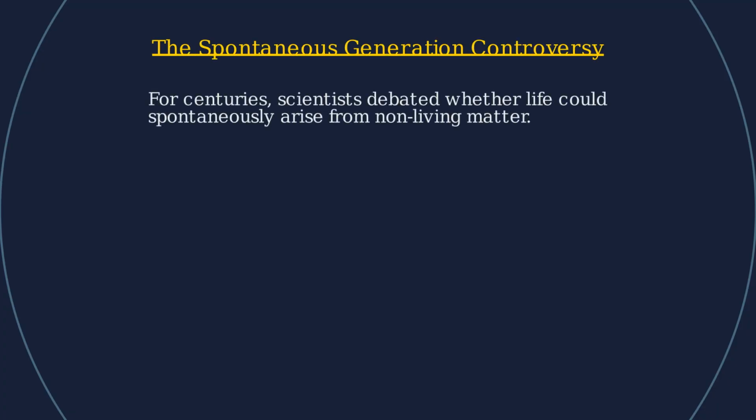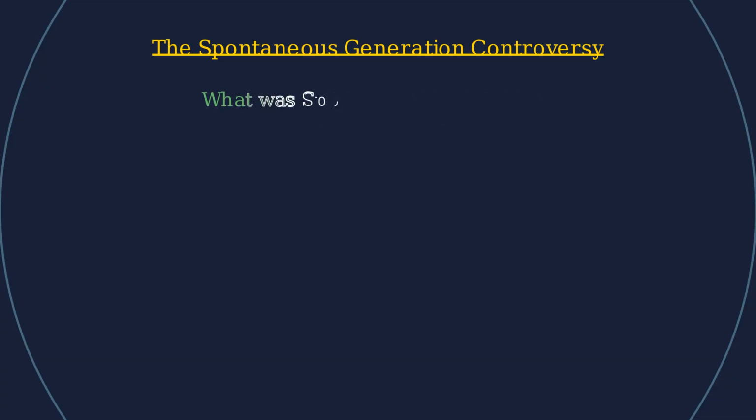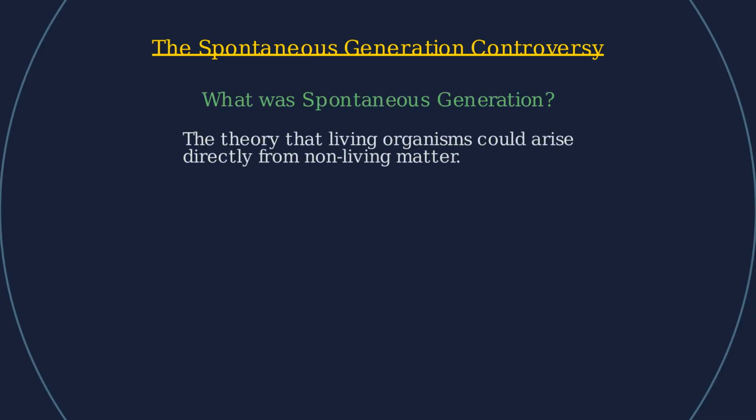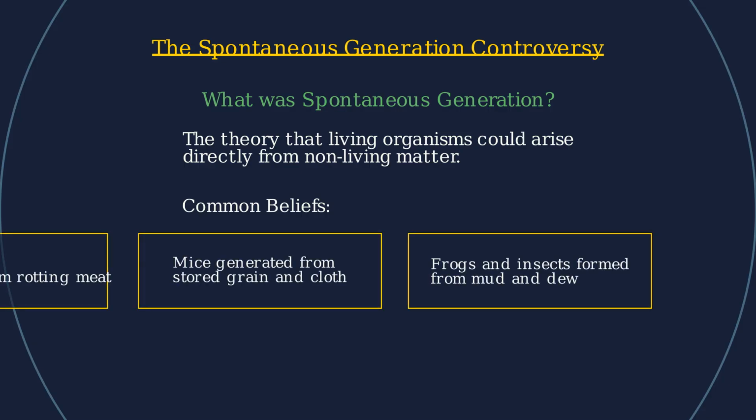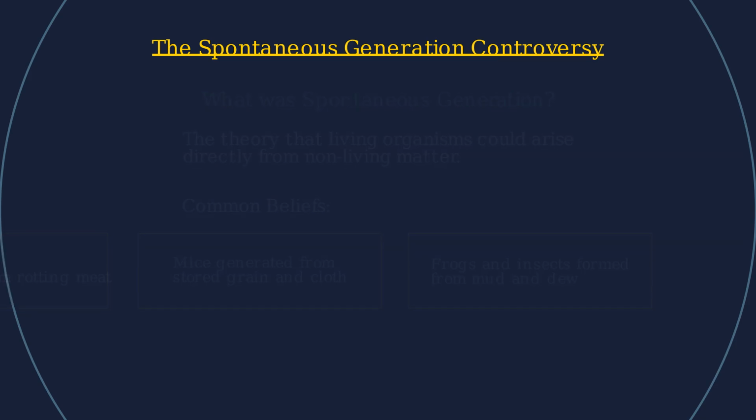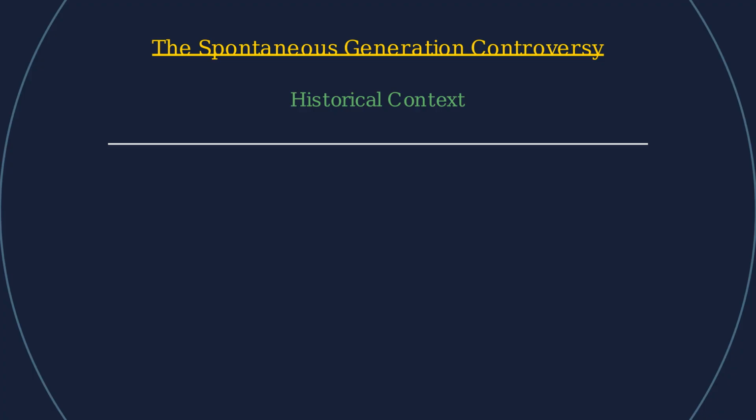For centuries, scientists debated whether life could spontaneously arise from non-living matter. The theory of spontaneous generation proposed that living organisms could arise directly from non-living matter. Common beliefs included that maggots emerged spontaneously from rotting meat, mice generated from stored grain, and frogs and insects formed from mud. Let's look at the historical context of this controversy.